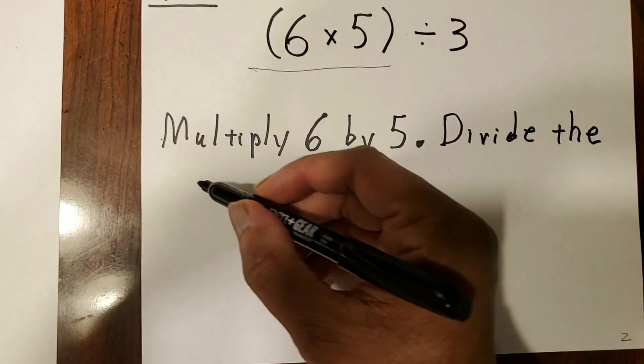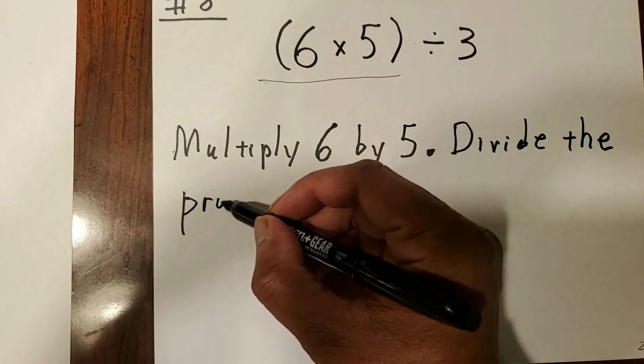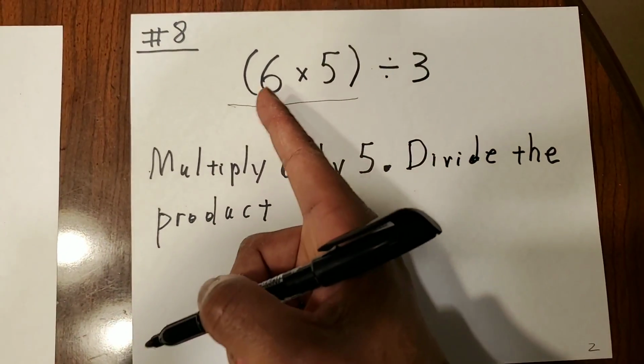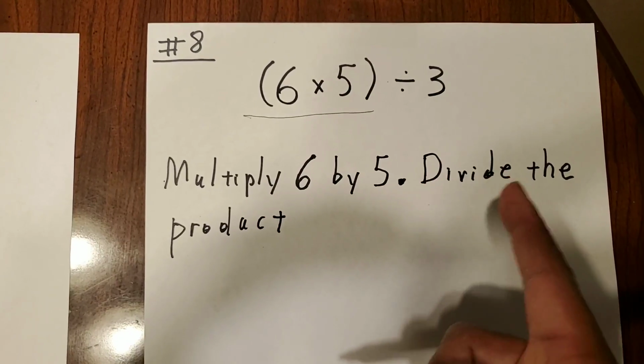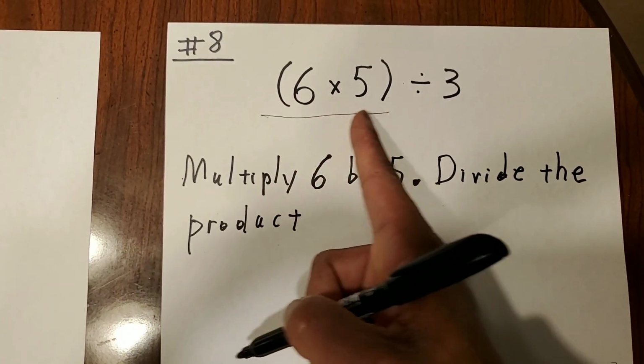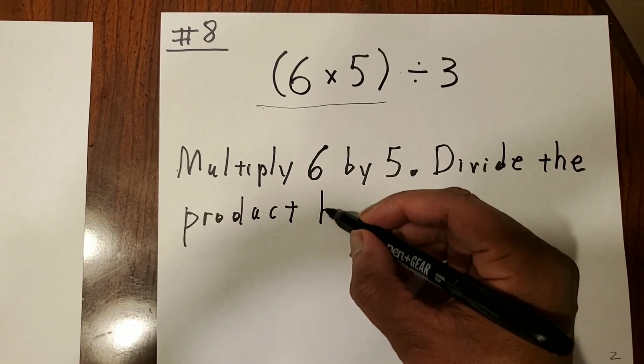So let's write divide the product. Because when you multiply 6 by 5, you're going to get the product. Divide the product by, what is this all being divided by? This is being divided by 3.